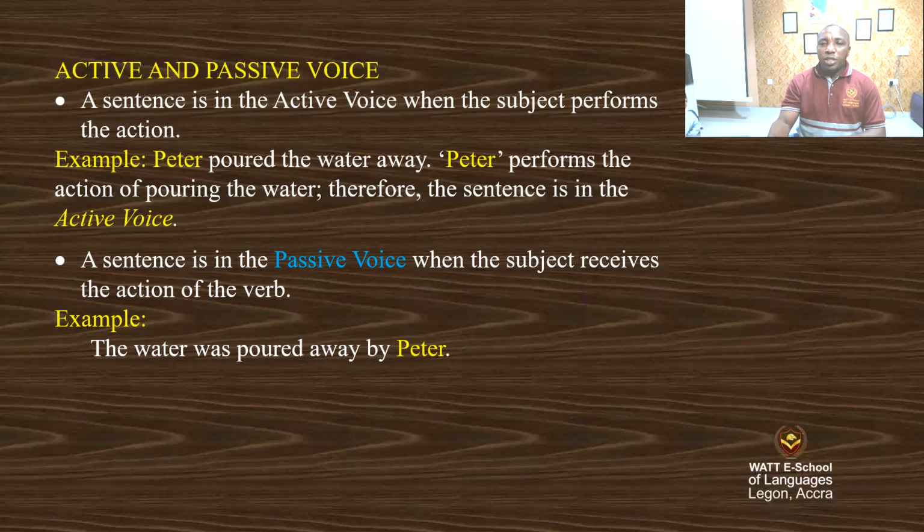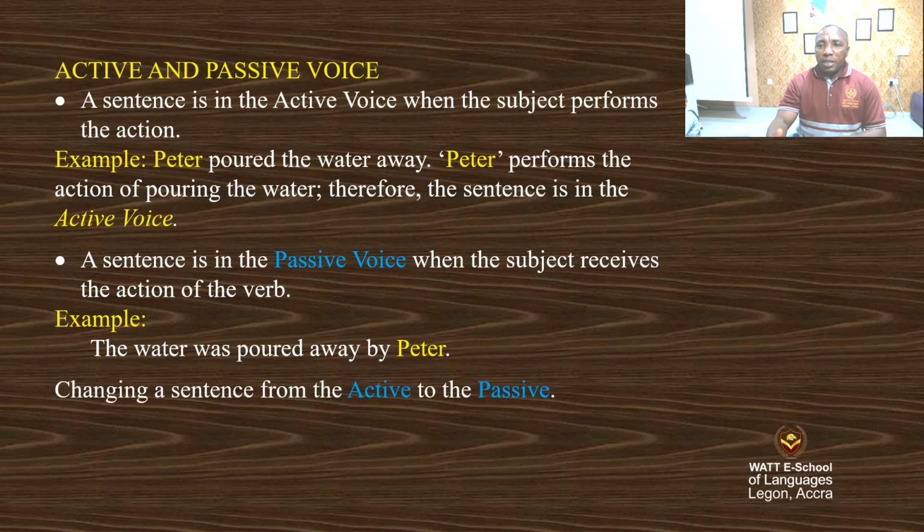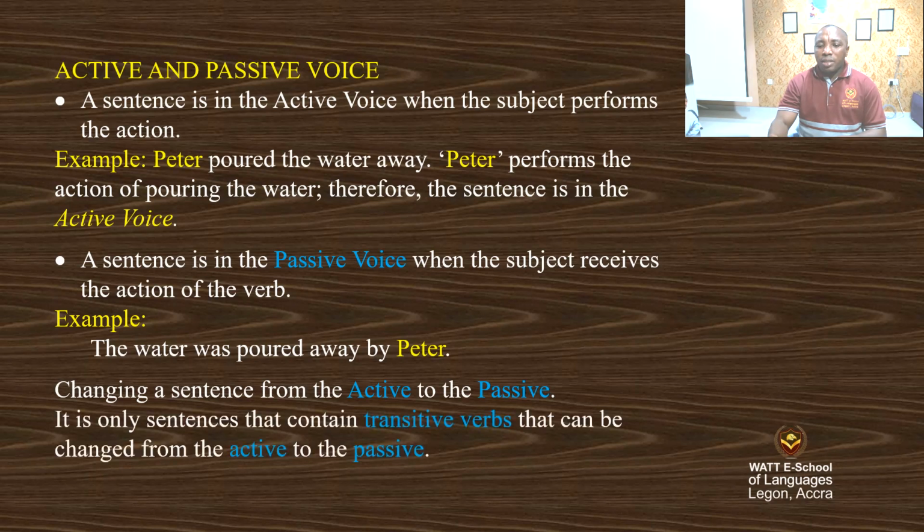And you can see clearly the position of Peter in this sentence and the position of Peter in the first sentence. That should tell you that in the first one, there's an action going on by Peter. Then in the second one, Peter is receiving the action. So here we talk about passive voice. Now, changing a sentence from the active to the passive voice, what happens? It is only sentences that contain transitive verbs that can be changed from the active to the passive. Remember, we studied transitive and intransitive verbs. So only a transitive verb can be changed from the active to the passive.